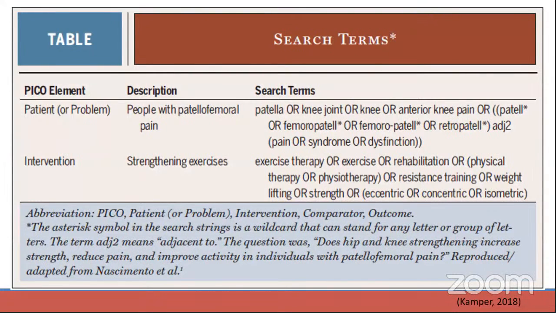Here is an example of search terms, and this is taken from JOSPT journal based on a study published by Nascimento et al. The most commonly recommended search strategy is based on PICO elements, where P stands for participants, I stands for intervention, C for comparator, and O for outcomes. And out of all the 4 elements, some of them restrict only to patient and intervention, just for the reason to explore the search to get as many articles as possible, and later then screen for comparators and outcomes.